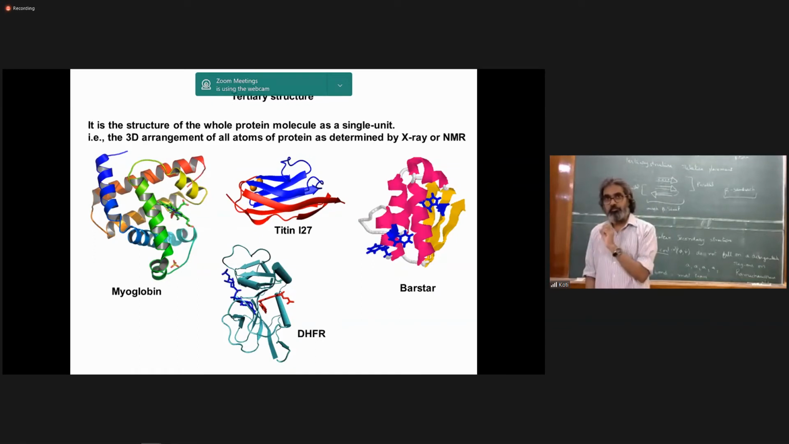If you take titin I27, it has 90 residues. If you map phi psi of all these 90 residues onto a Ramachandran plot, they will fall onto both the parallel and anti-parallel beta region. Whenever someone solves a structure using either X-ray or NMR, the first thing they do is map the measured phi psi onto a Ramachandran plot and see how many residues are violating this. Occasionally you have residues which are violating because the stabilization comes from elsewhere.